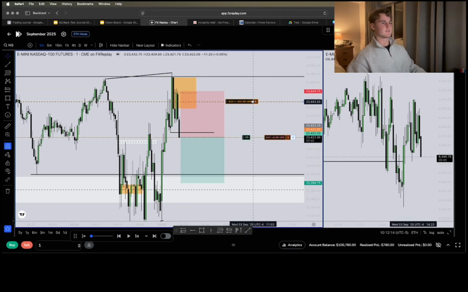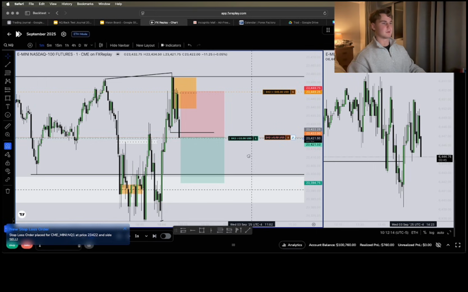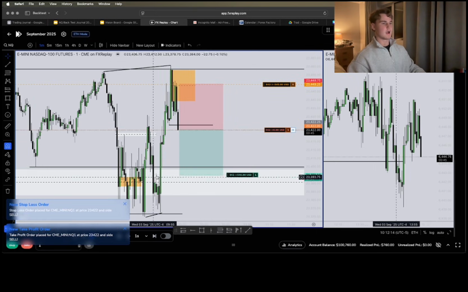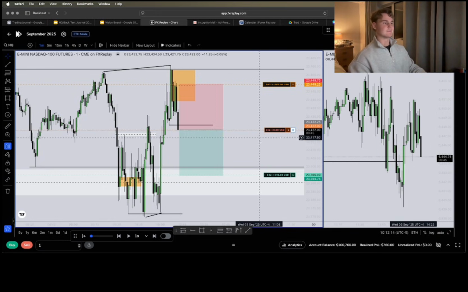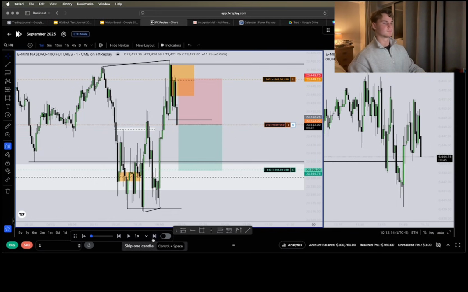Now, I'd like to see price just flushly displace lower to the BISI here. I am pretty much aiming for the closure of the BISI. Once we tap the BISI, I'm going to go break even because we could easily reverse from there, but let's just see what we do. Okay, so we do see displacement lower.